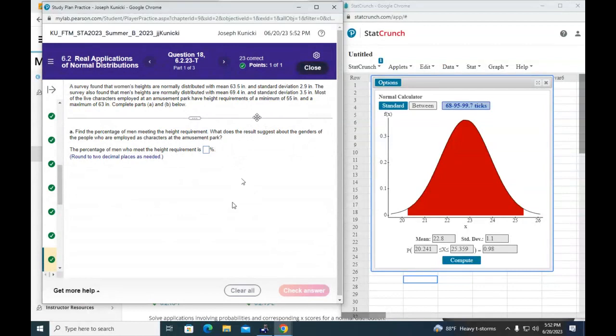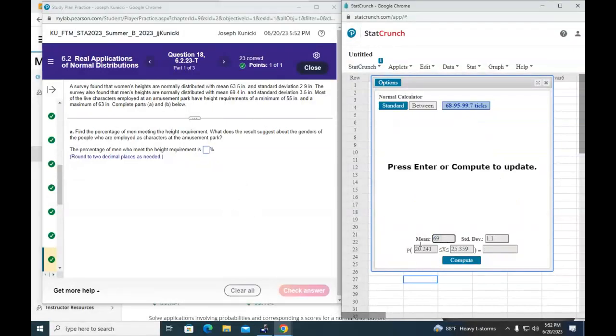Survey found that women's heights are normally distributed, blah, blah, blah. The survey also found that men's heights are normally distributed, blah, blah, blah. Before I put any numbers in, I got two choices, so let's see which one they want. Most of the live characters employed at an amusement park have height measurements of minimum of 55 and a maximum of 63. So part A, find the percentage of men meeting the height requirement. So I put in the men's mean 69.4 and their standard deviation 3.5. And then the requirements are 55 to 63.